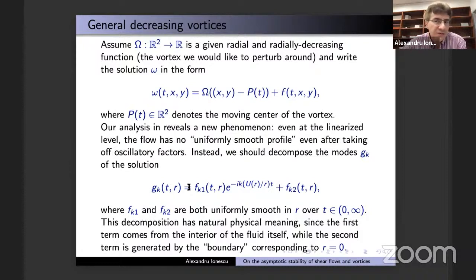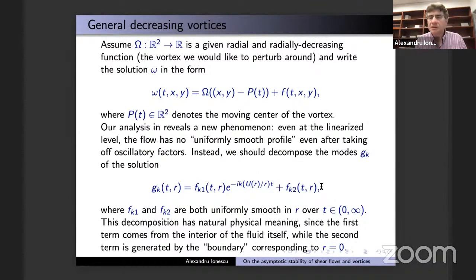And these very naturally have physical explanations. The first profile here, which oscillates at this speed, comes from the effects inside the fluid, and the second profile comes from the effect of the center, x equal to zero, which counts as a boundary. There's not a physical boundary, but the center of the vortex counts as a boundary and it generates a different type of profile.